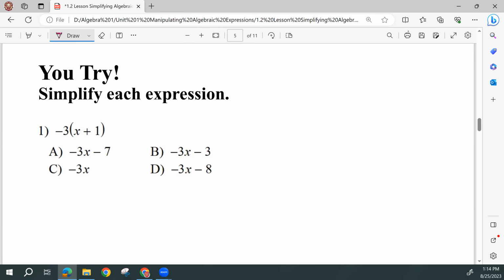So you're going to try one of those on your own. Choose the best answer that represents what our expression will look like when we've simplified it. Put your answer into the box, and then you can check your answer because I'll put the right one up.